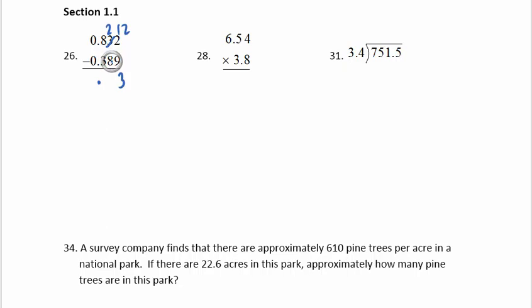And now I would try to take 8 away from 2, and again, I can't do that, so I'm going to borrow from this 8, which will make it a 7, make that a 12. Now I can say 12 minus 8 is 4, and then 7 minus 3 is 4. So you can see I'm just bringing my answer straight down here as I subtract, then bringing the decimal straight down.